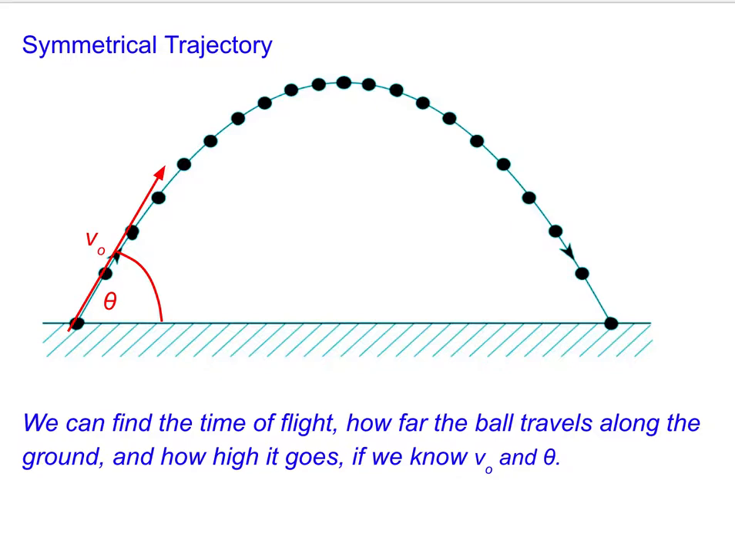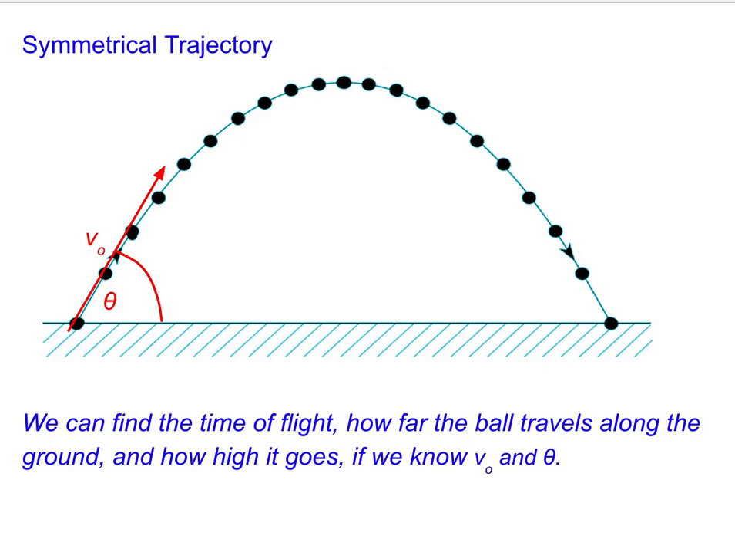In many situations, the object being launched is not launched horizontally. It's launched at an angle. Now, sometimes when it comes back down, it is not symmetrical like this picture is showing. But this is an important application or case of projectile motion that we're going to discuss in this video.